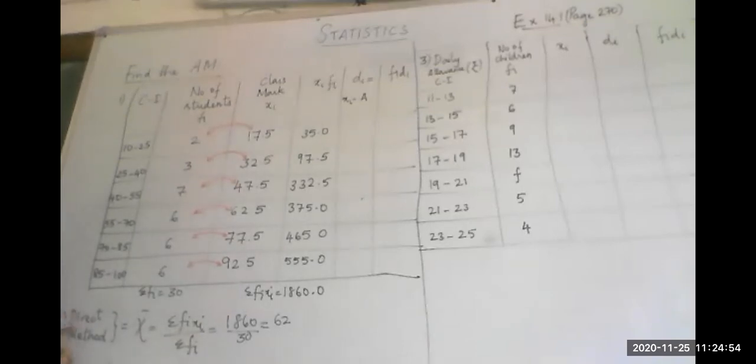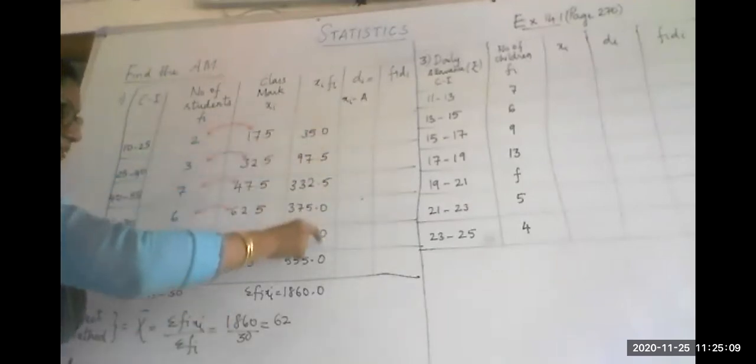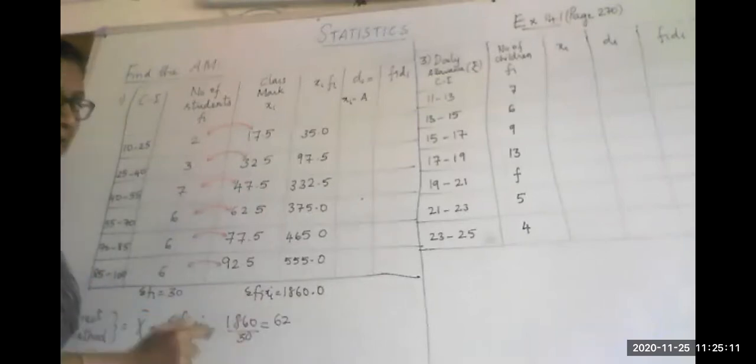So when you want to find the arithmetic mean using the direct method, the formula should be known to you. It is x bar is equal to sigma fi xi divided by sigma fi. What is sigma fi xi? All the fi xi values, when you sum them up, sigma means summation.